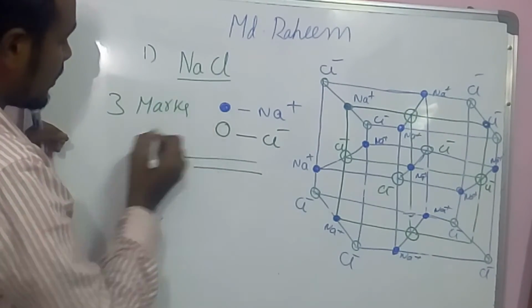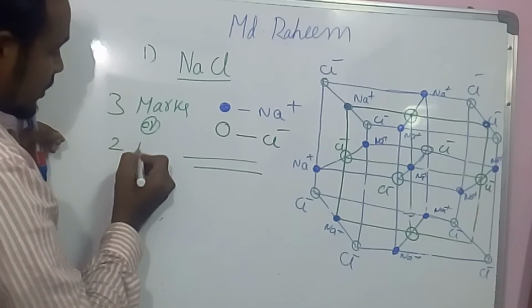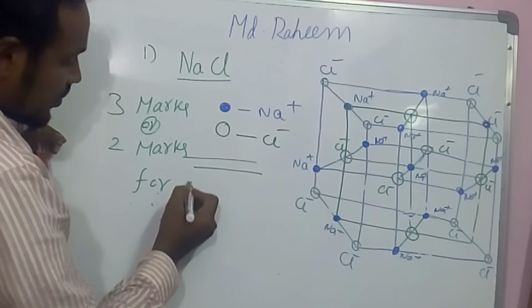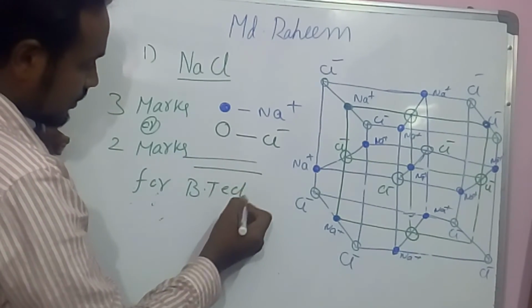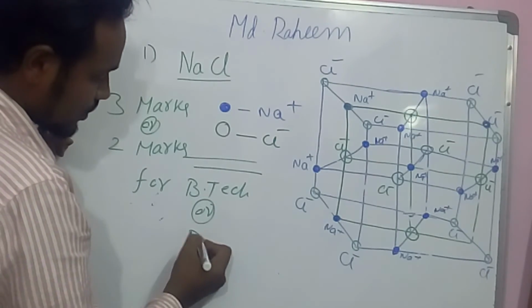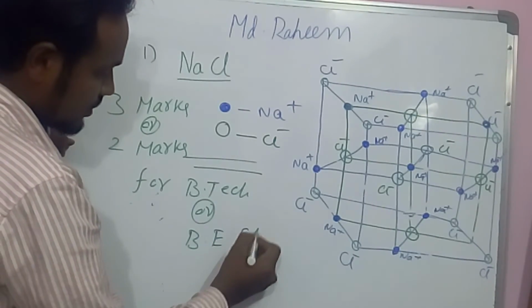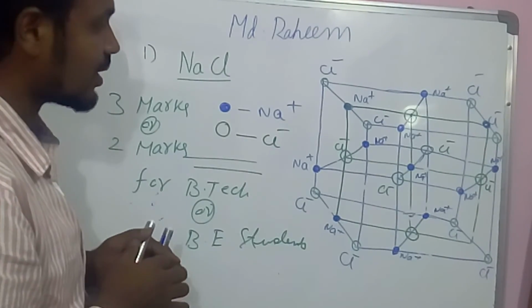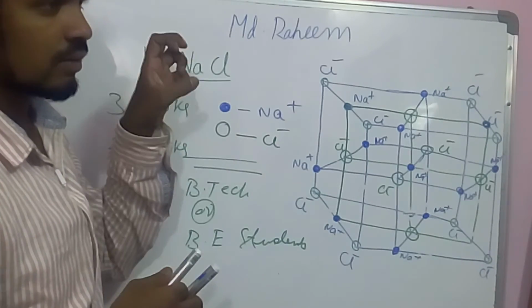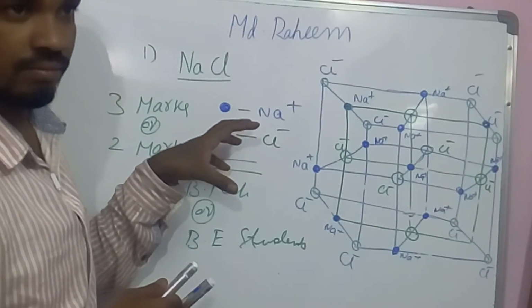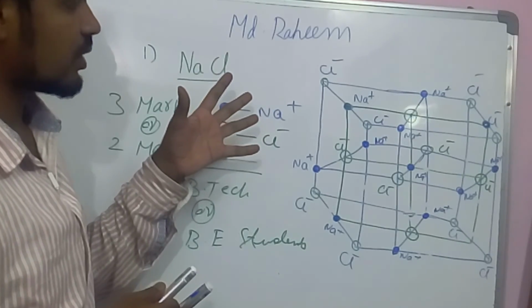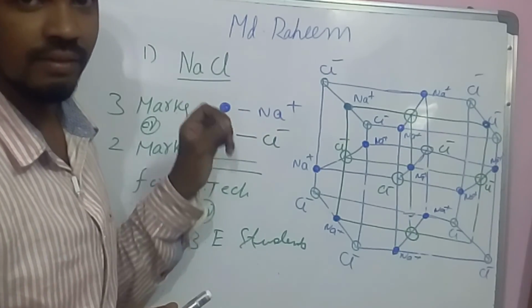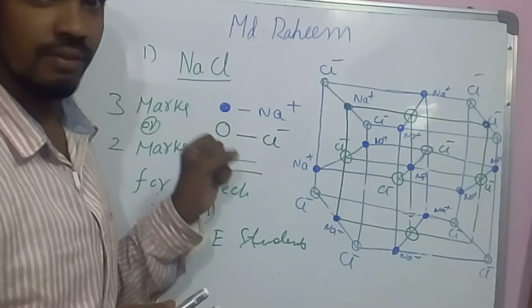Okay, whether they ask for 3 marks or 2 marks, this structure is for B.Tech students. In the next video you are going to observe how to draw the CsCl structure, and we are also going to observe the diamond structure, a simple way to draw it. So we are going to learn the diamond structure. Okay, thank you.